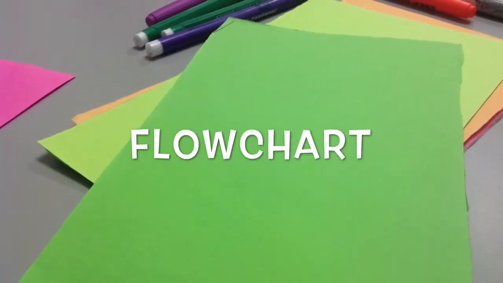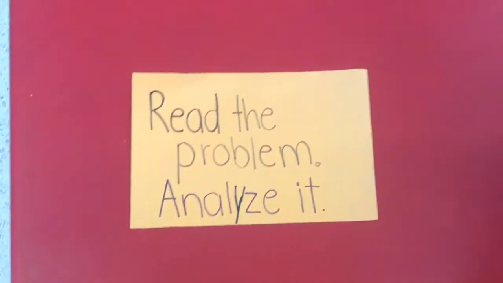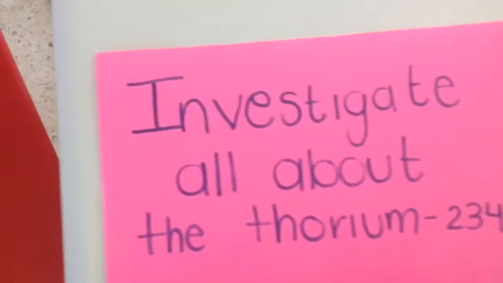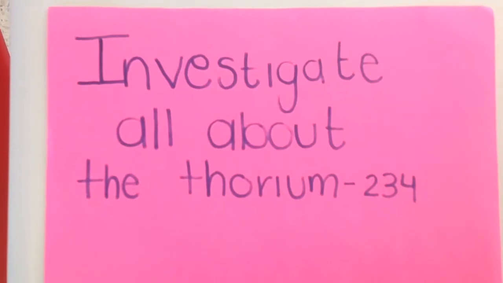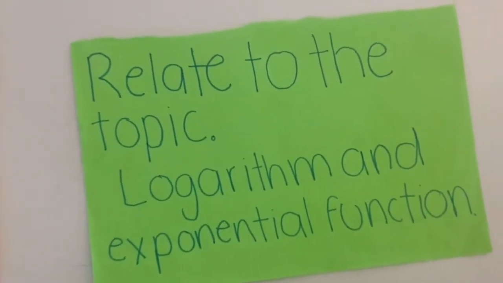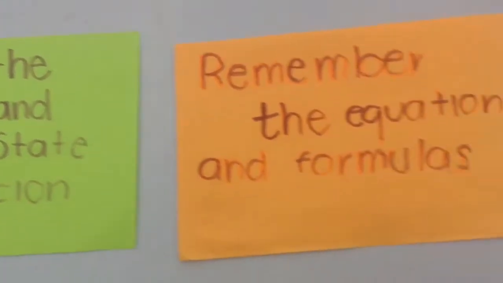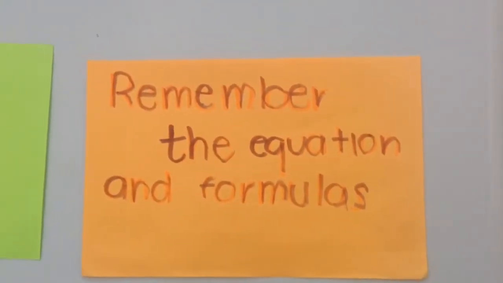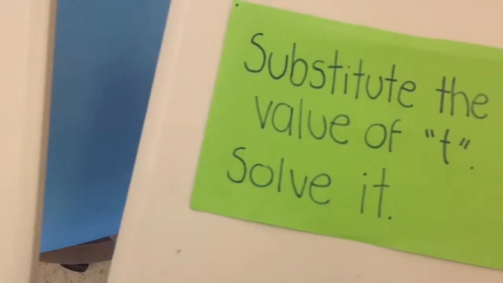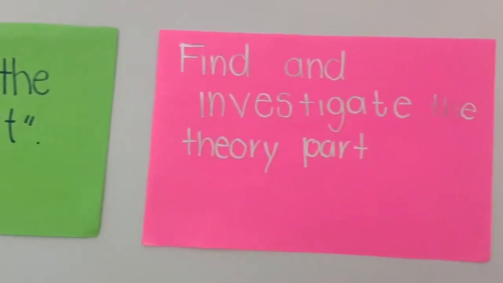Flowchart. Read the problem and analyze it. Investigate all about Thorium-234. Relate to the topic seen in class, logarithm and exponential function. Identify the values and variables, state the question. Remember the equation and formulas. Substitute the value of T and solve it.